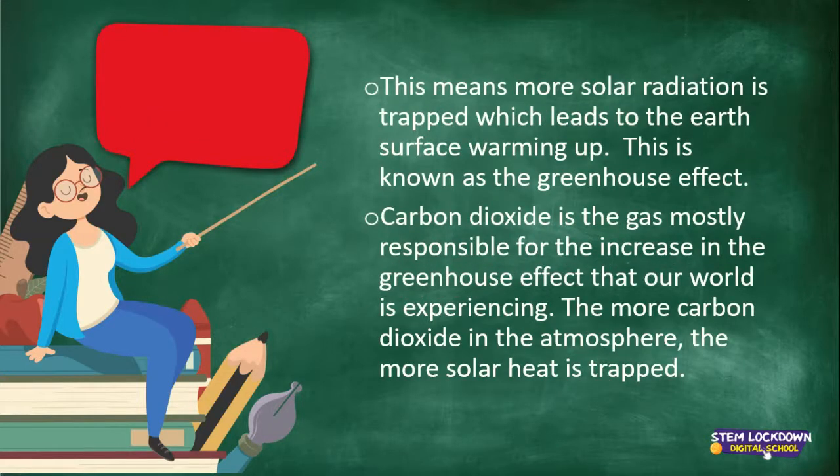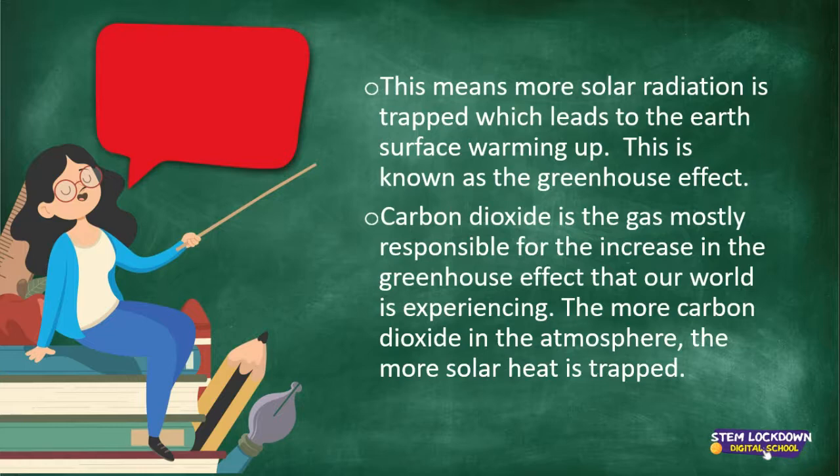The next slide explains how this means more solar radiation is trapped, which leads to the Earth's surface warming up. This is known as the greenhouse effect. So the greenhouse effect in a nutshell is these gases being trapped in the air. These gases, which are meant to be good, are only meant to be here in certain levels. So if they are trapped here because of human activity, then they cause the surface to warm up. And the warmer the surface is, the more our weather changes. So this is the greenhouse effect.